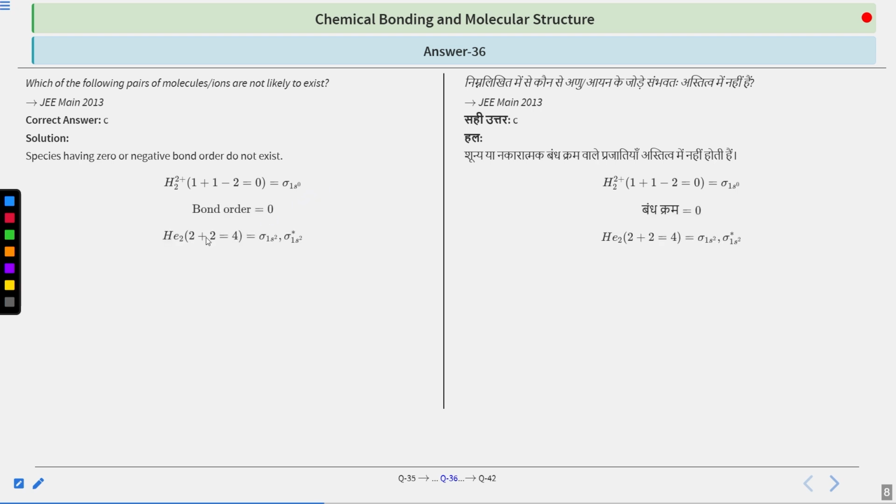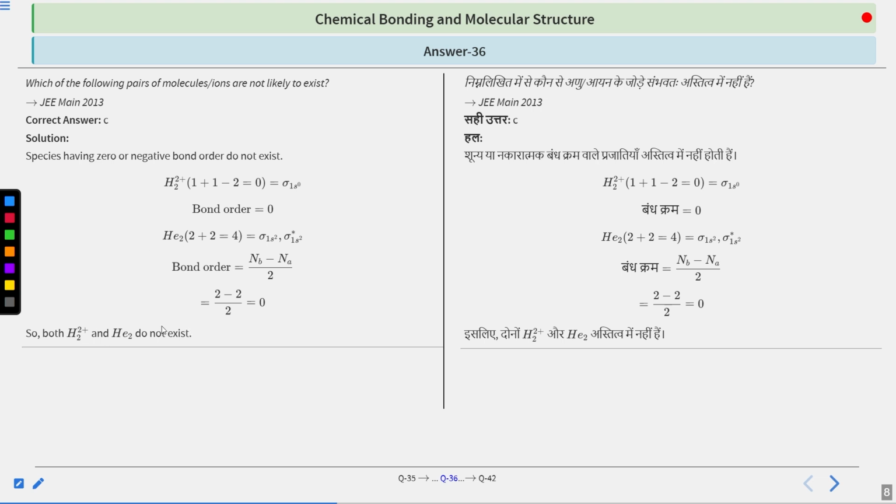Similarly for He2, if you calculate it, it is 2 plus 2, total 4 electrons. Now if you calculate the bond order, 2 minus 2 divided by 2, it is 0. So both have a bond order of 0, so the molecule itself will not exist. It is written here also that H2 2+ and He2 do not exist. Clear? Okay. Now moving on to the next question.